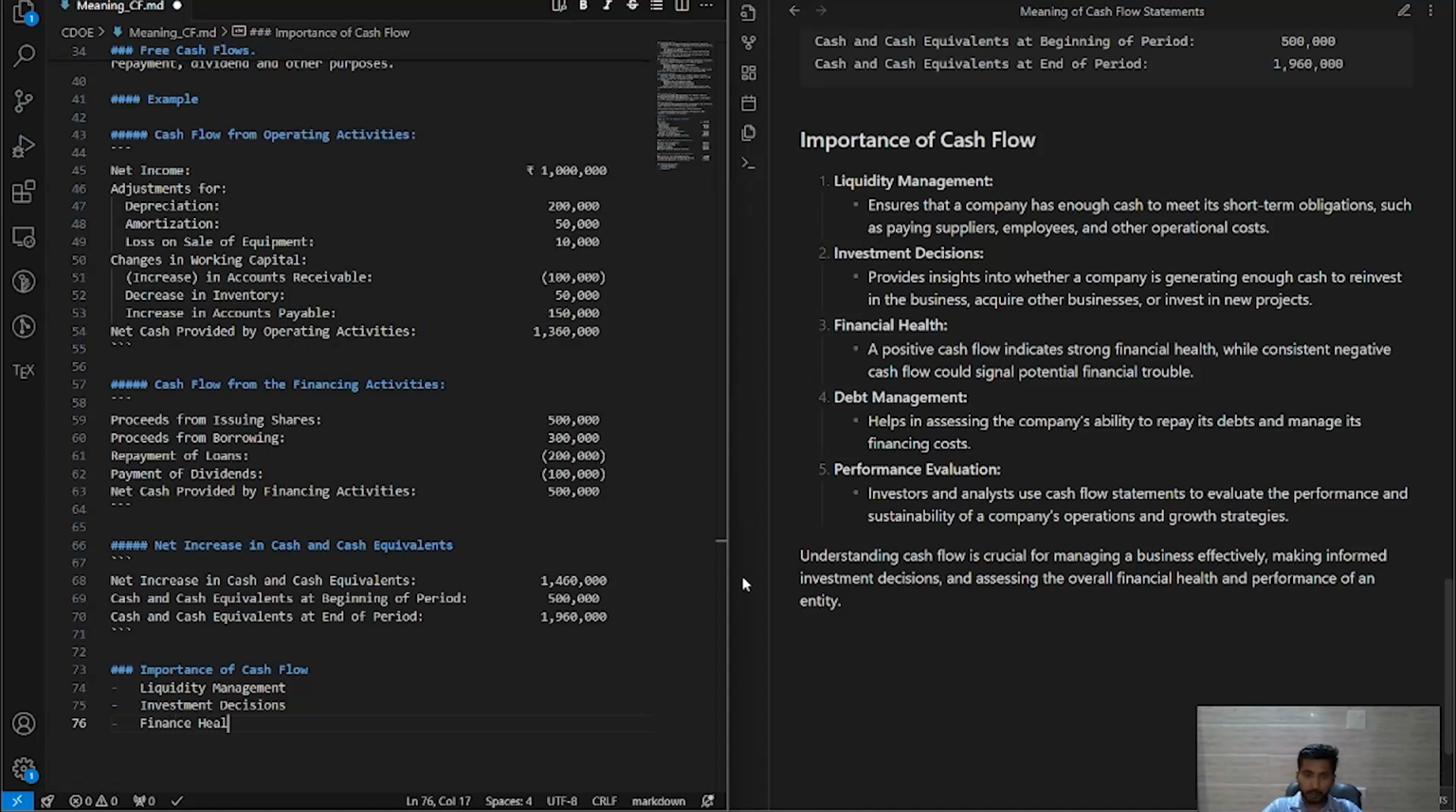Third is financial health. Positive cash flow indicates strong financial health, while consistent negative cash flow would signal potential financial trouble. The next is debt management. It helps in assessing the company's ability to repay its debts and manage its financial costs. And lastly, performance evaluation. Investors and analysts can use the cash flow statement to evaluate the performance and sustainability of the company's operational and growth strategy. So understanding cash flow is crucial for managing the business effectively, making informed investment decisions, and assessing the overall financial health and performance of an entity.